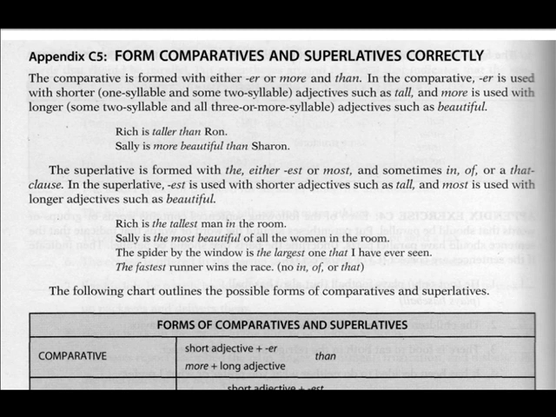In the comparative, ER is used with shorter adjectives, one syllable. Now there are some two syllable, but most of them are one syllable adjectives, such as tall. Tall is one syllable. And more is used with longer, sometimes two syllables, and all three syllables adjectives, such as beautiful. Now we have some examples down here.